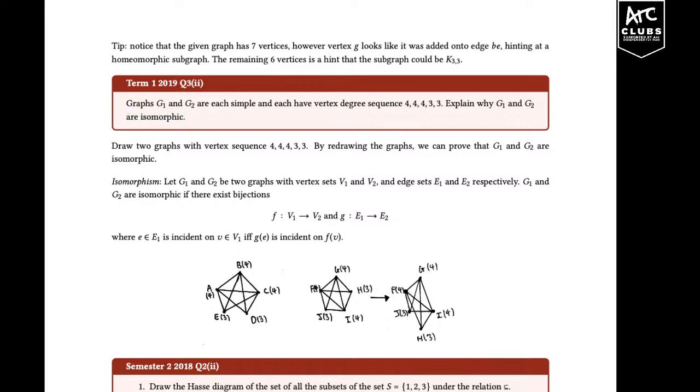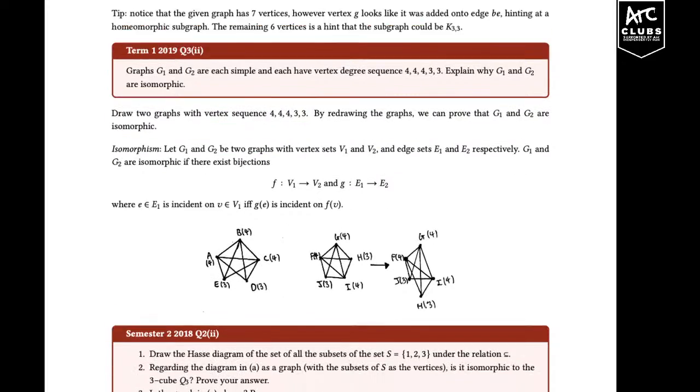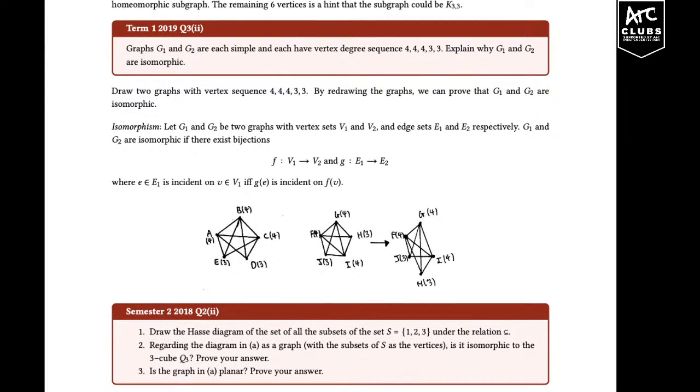The best way to approach these types of questions is to just draw 2 graphs with the vertex sequence that they gave you, and try to make them as different as you can. You can see in my diagram down below, I have my first graph and second graph both satisfying this vertex sequence. Now a definition of isomorphism: 2 graphs, G1 and G2, are isomorphic if you can map the vertices of G1 to distinct vertices in G2.